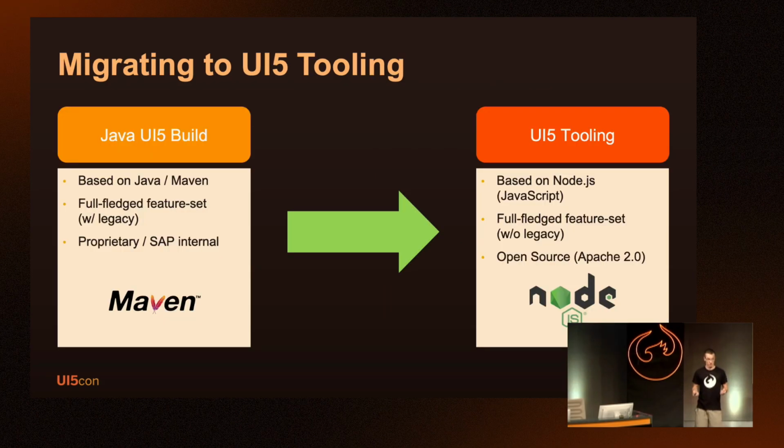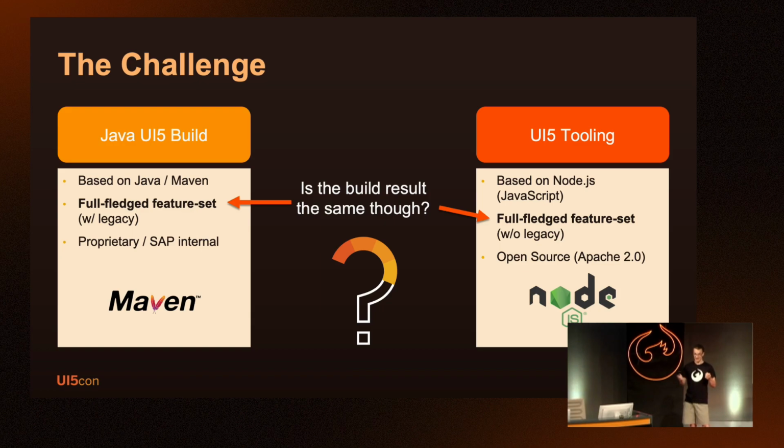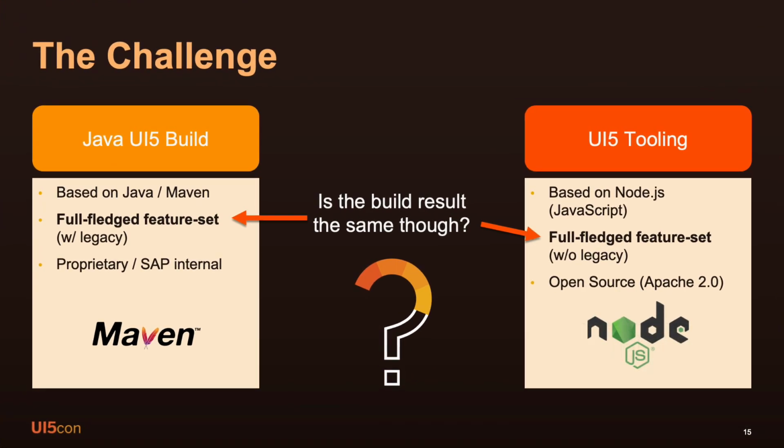So for us, it was clear we want to migrate the framework build from Java UI5 build to UI5 tooling, to ultimately then also deprecate the Java UI5 build and not have to maintain it anymore and fully focus on UI5 tooling. And this sounds easy, especially since we already said we had the same features in UI5 tooling, but was the result actually the same? That was the big question for us and kind of the challenge that we had to solve first. We had to make sure that the build result stays the same, because otherwise we might cause all sorts of issues for a lot of people.